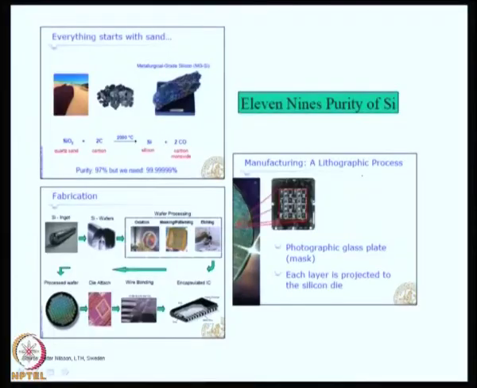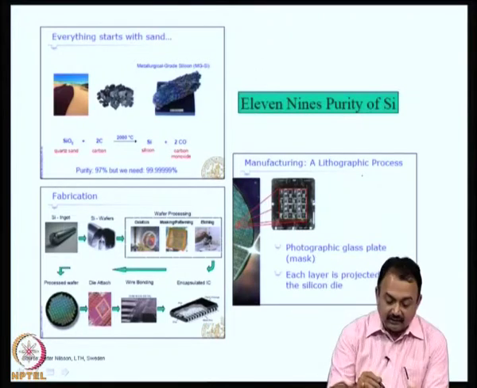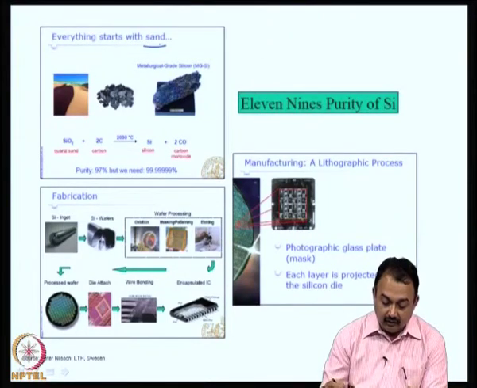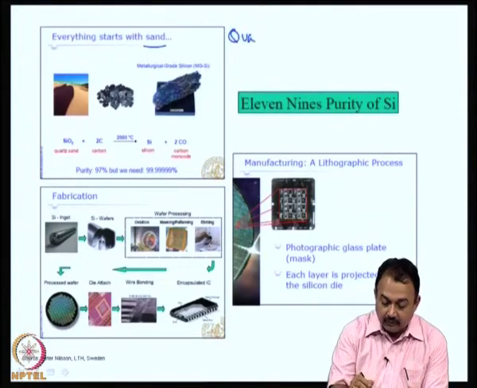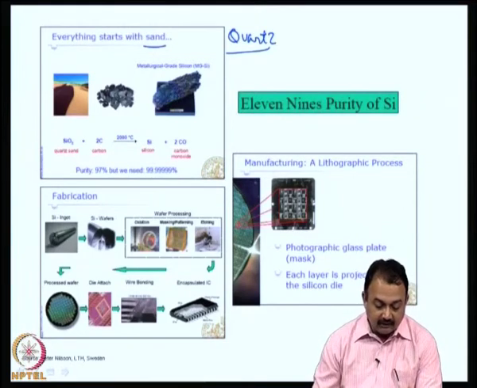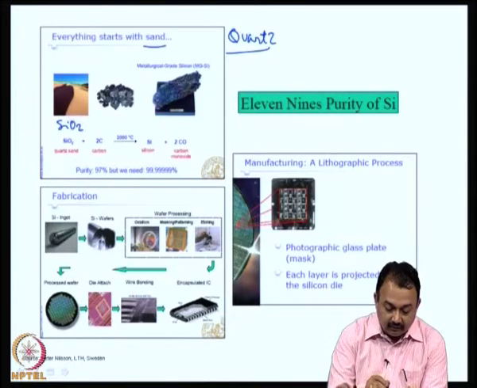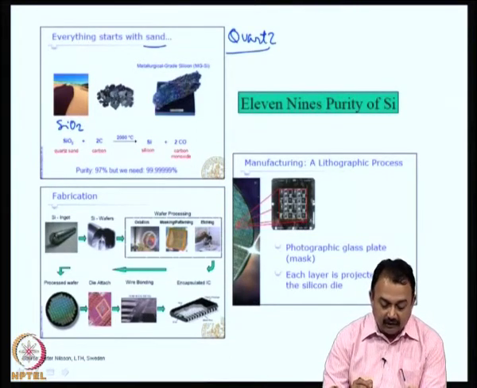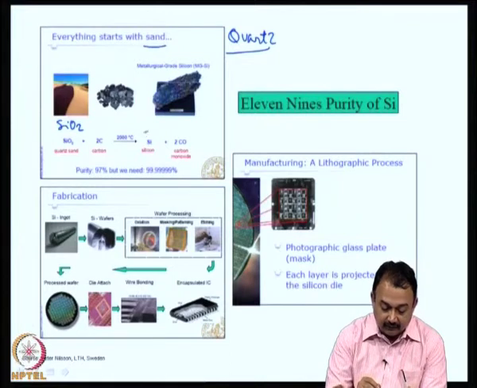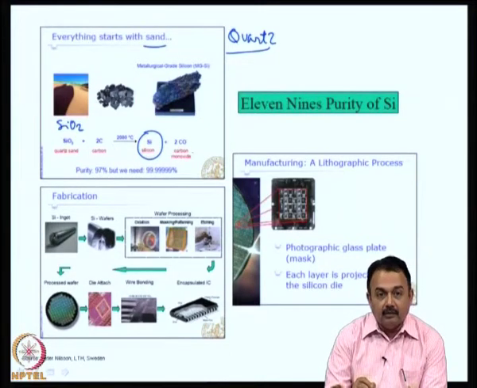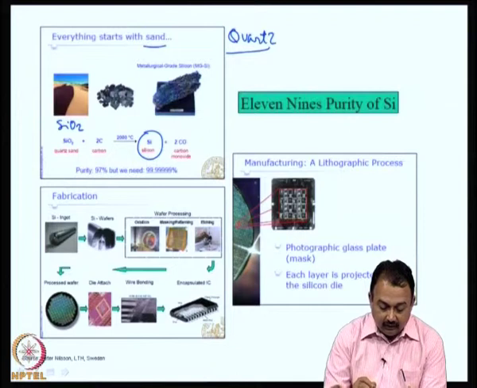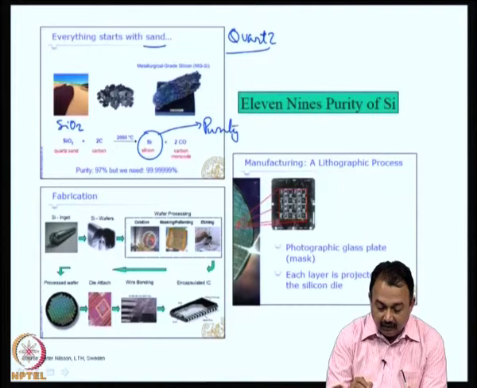Now, if you look at the process, everything starts with sand, basic sand material. You can call it more specifically quartz, which is the starting point. Quartz sand, which is silicon dioxide here, reacts with carbon at high temperatures to form silicon and carbon monoxide. Now, the question is how much purity of silicon can we get?